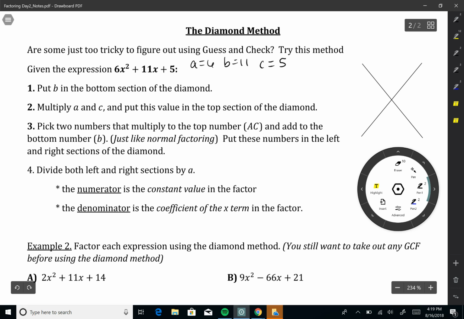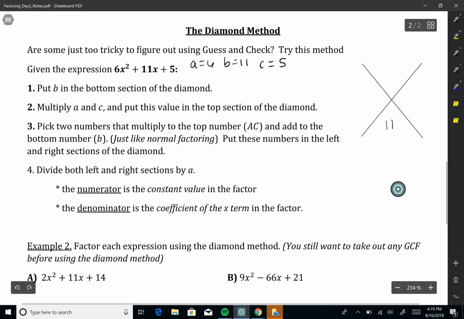So the first thing we do is we put B in the bottom section of the diamond. That's down here. Then we multiply A times C, so 6 times 5, and we put that in the top, 30. Just like we do in normal factoring, we ask ourselves what multiplies to 30 and adds to 11. Well, that would be 6 and 5. And then step 4 is to divide both the left and right sections by A. A, remember, is 6. And we reduce those fractions, keeping the denominator.